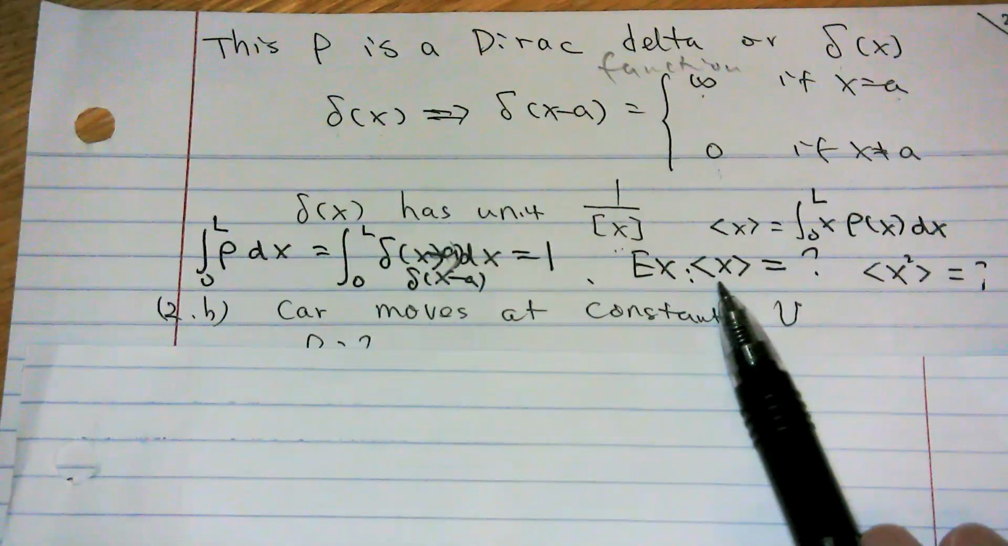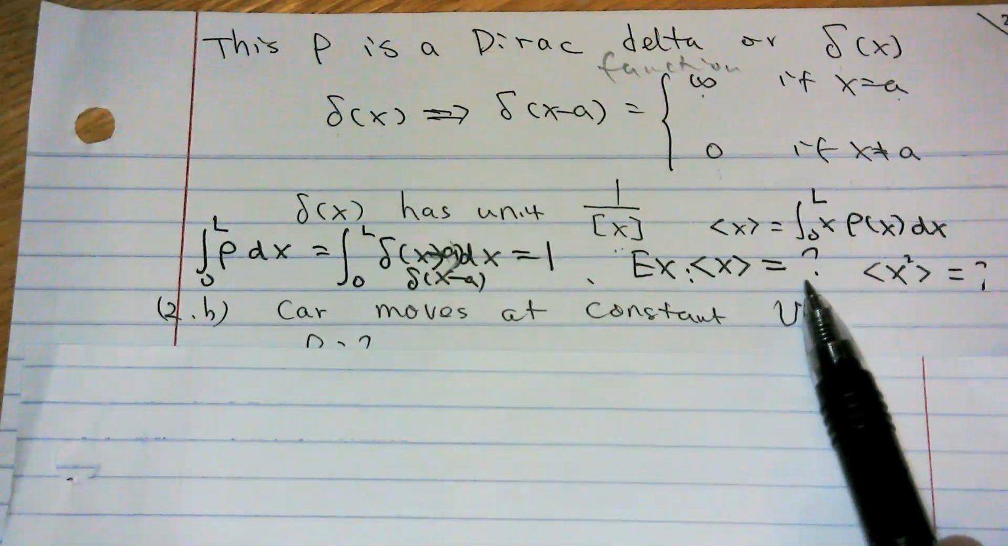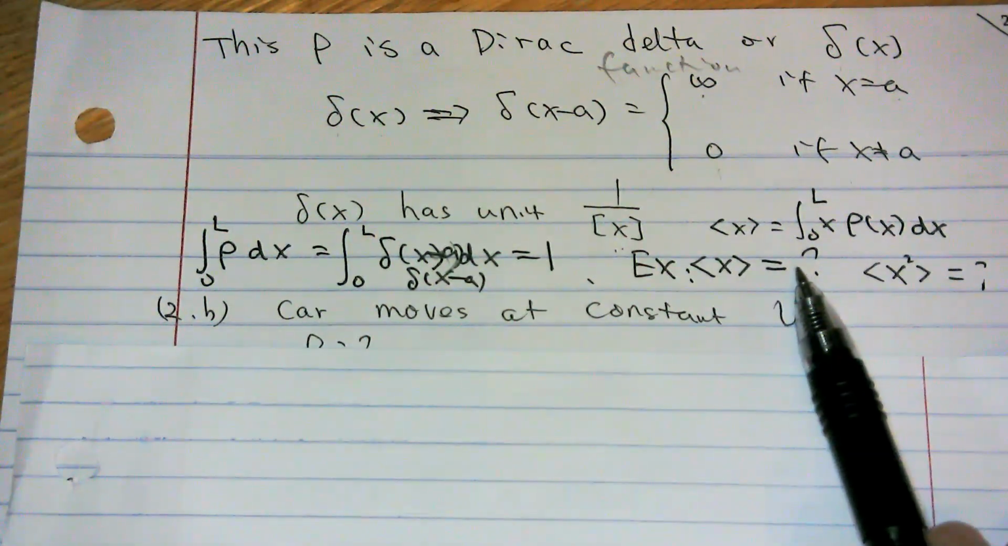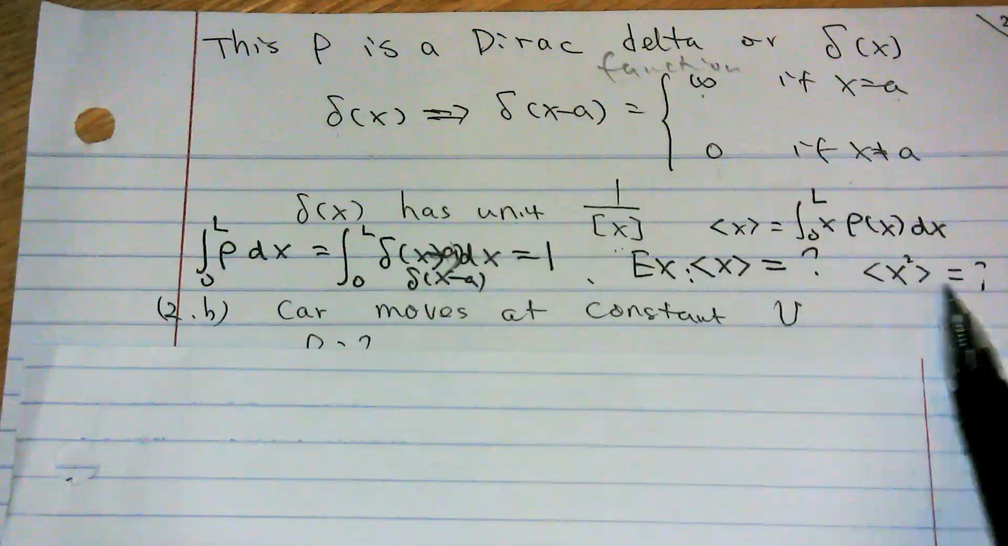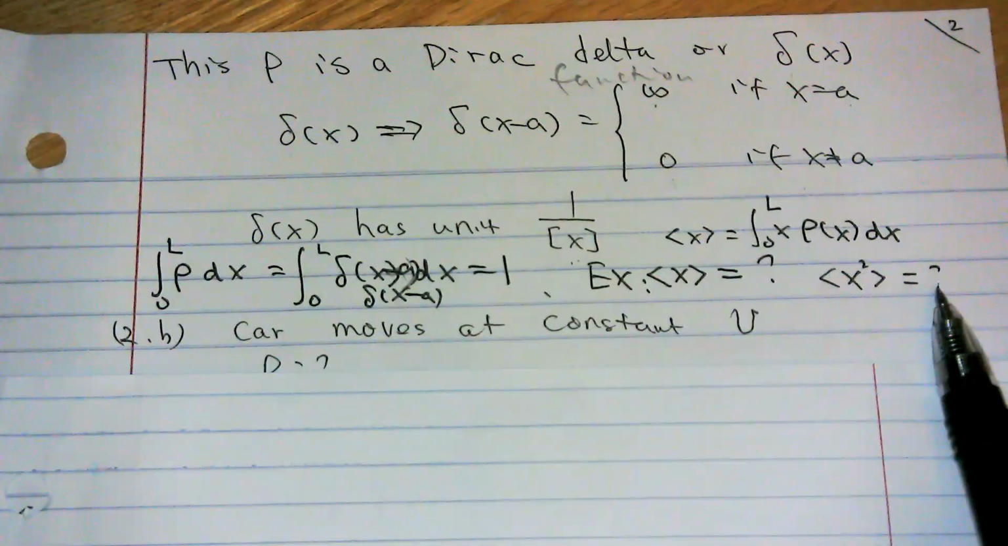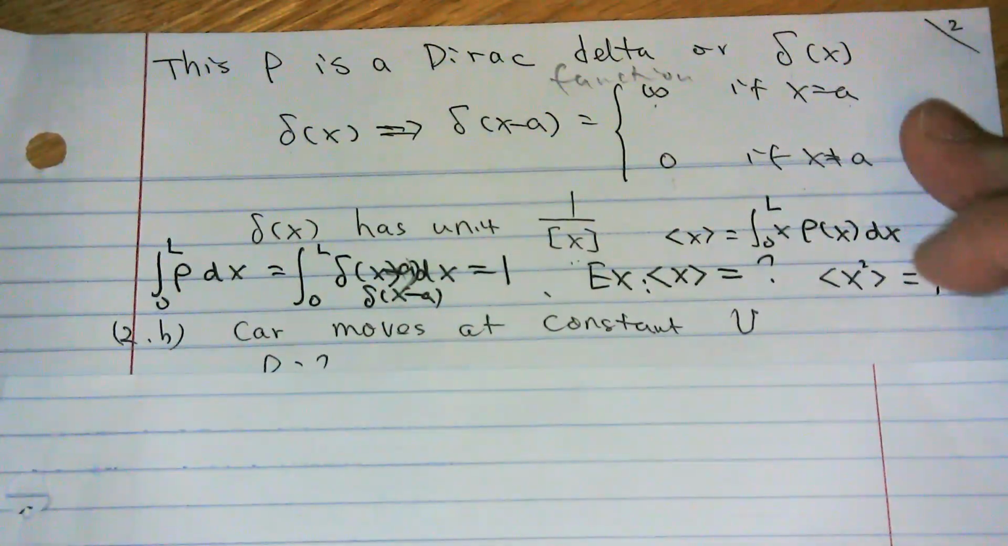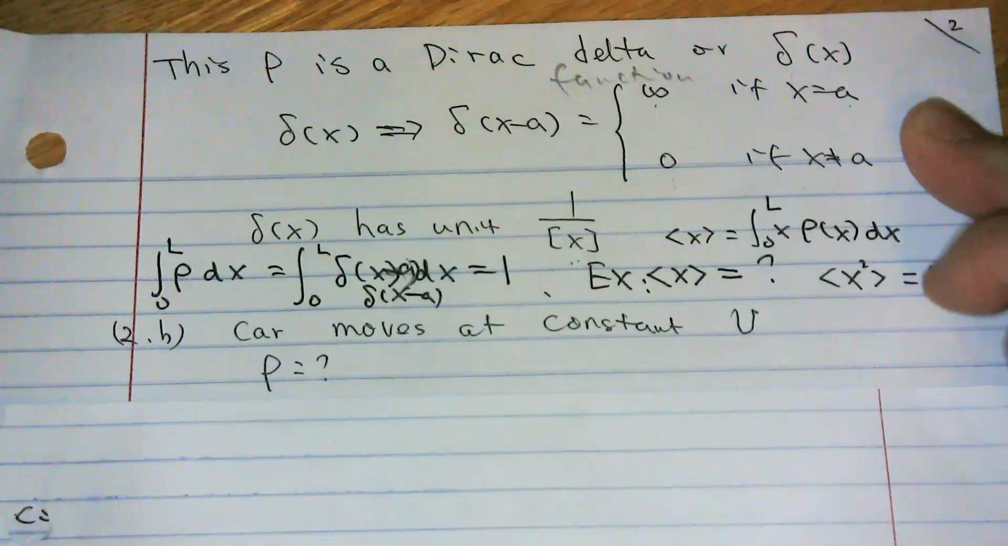For instance, calculate expectation value of x. And when you plug it in, of course, the correct answer should be a. If you have x squared, there should be a squared. So it should be a squared. I hope you got the correct answer. Now, a little harder ones is this rho.